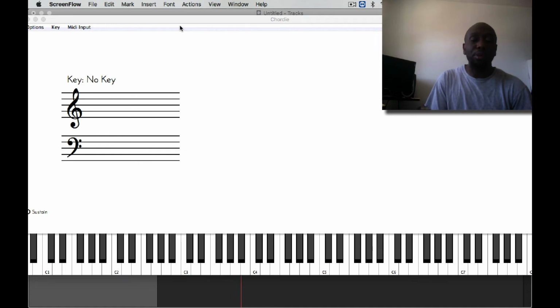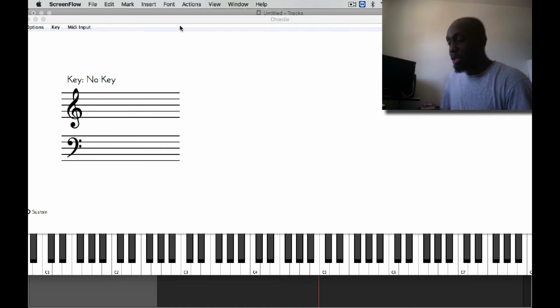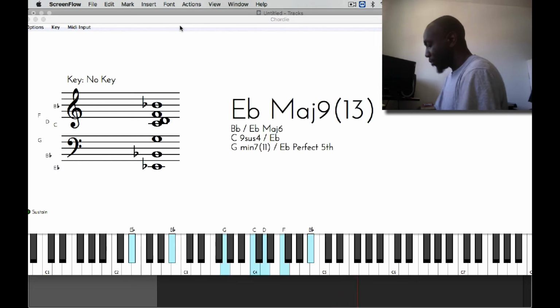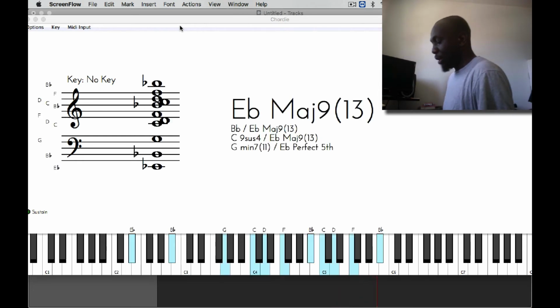So if you're comfortable in the key of E flat, you should be aiming to be comfortable in the key of D, playing those same chords. So the integrity of those chords needs to be the same. Like that's the E flat major 9.